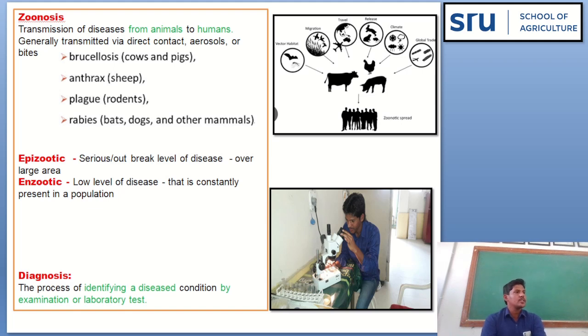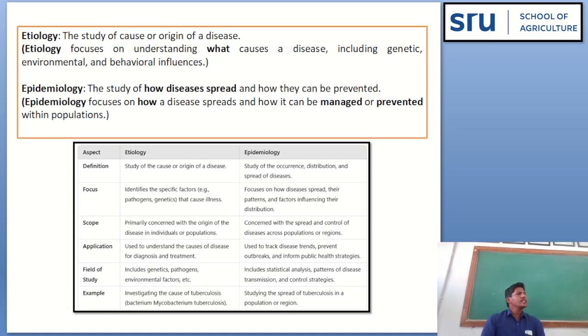Then what is diagnosis? The process of identifying a disease condition by examination or laboratory test is the diagnosis. Then what are etiology and epidemiology? The study of the cause or origin of the disease is the etiology. Disease may be caused by environmental factors, pathogens, or behavioral influences. So here we are studying the cause.